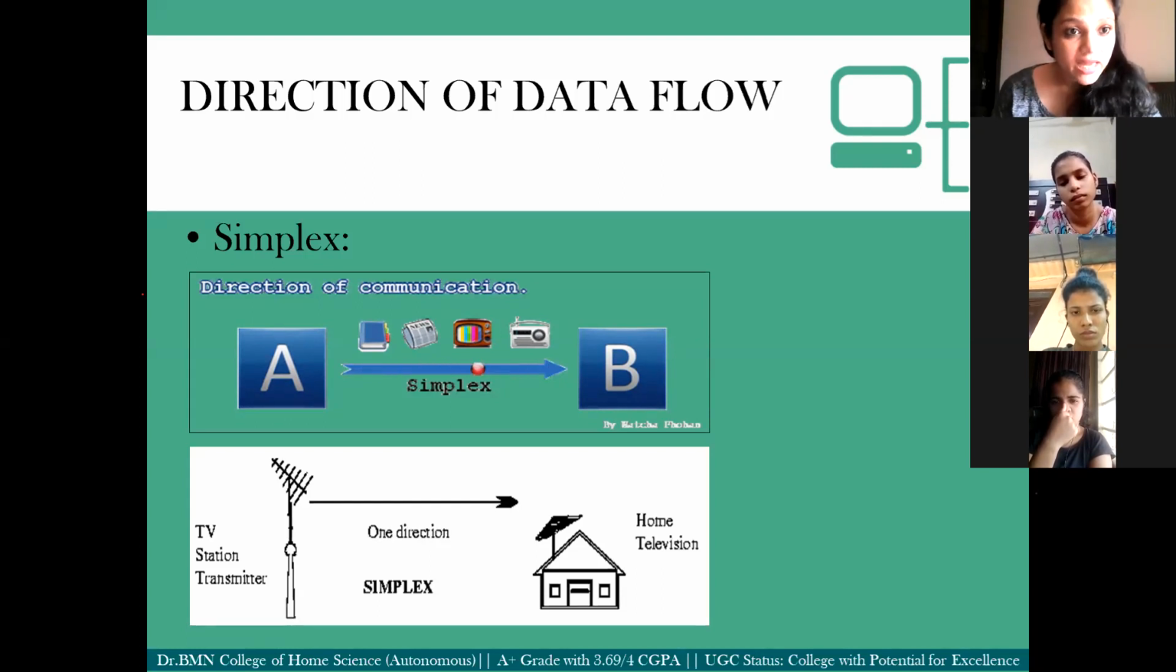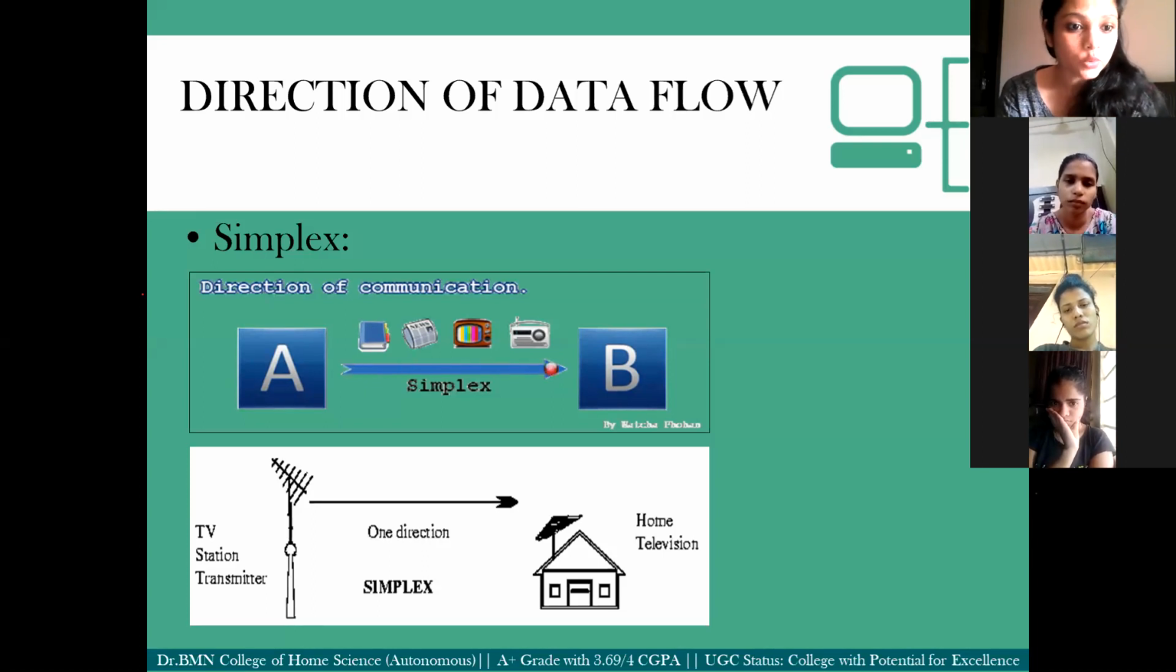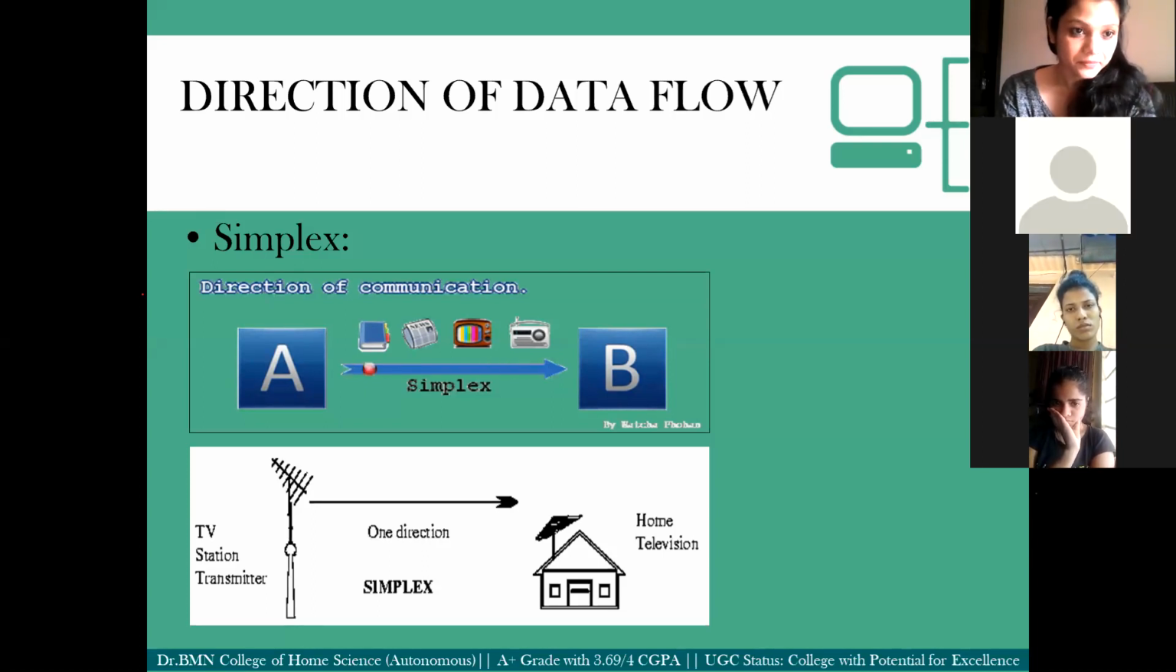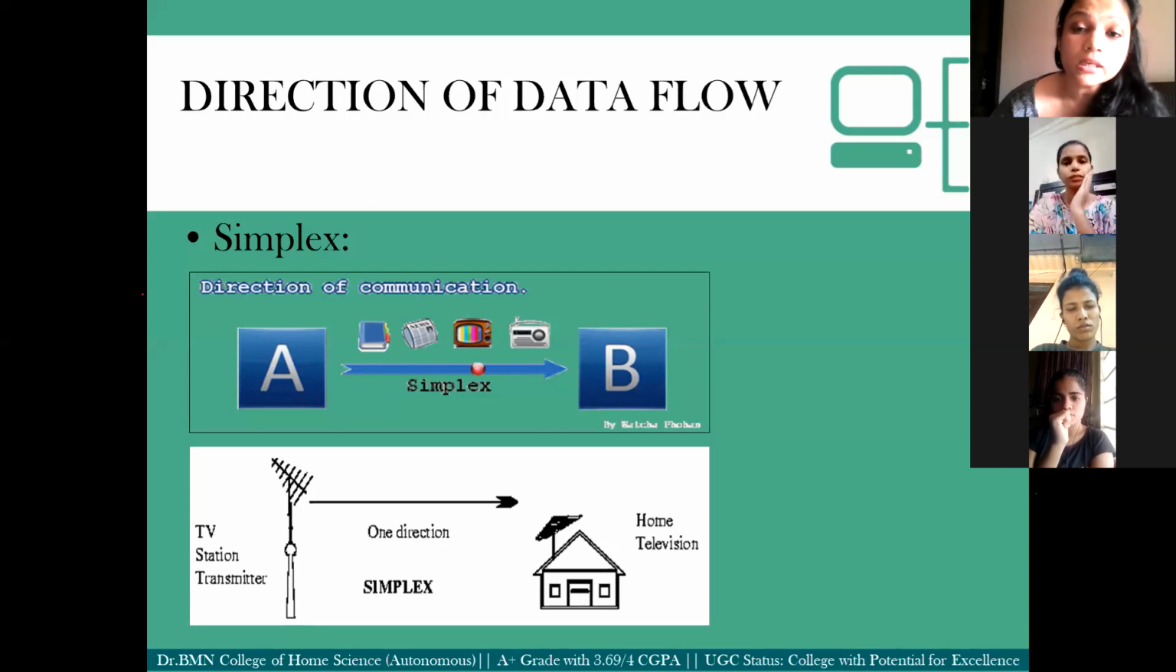When we change the channel, that is a communication between you and the television. It's not the communication between the television and the satellite, right? Correct? So this is a simplex mode of transmission where only the station transmitter is sending a signal or maybe the information to the antenna of your television. Okay, this is simplex. Another example would be traditional monitors and traditional keyboards.